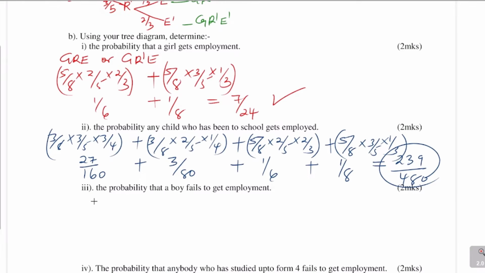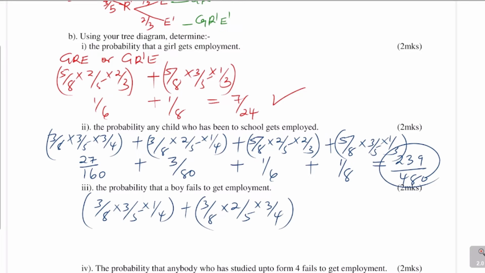So 3/8 times 3/5 times 1/4, or 3/8 times 2/5 times 3/4. I've indicated up there how you take those branches. Then 3/8 times 3/5 times 1/4 gives 9 divided by 160. 3/8 times 2/5 times 3/4 gives 9/80. And then this one gives 27 divided by 160. We go to the last part.